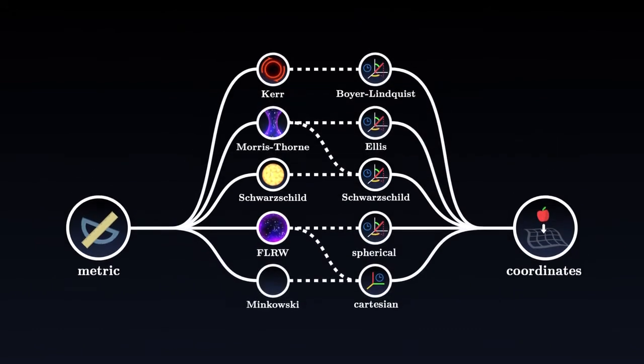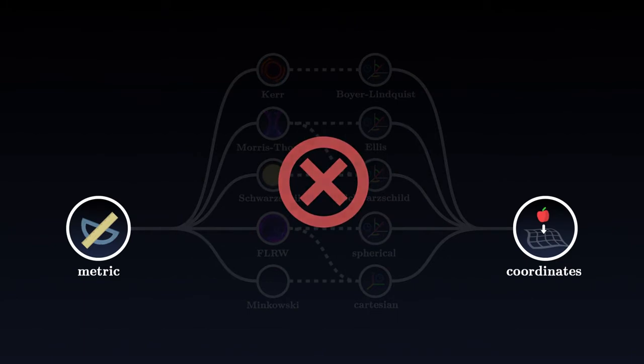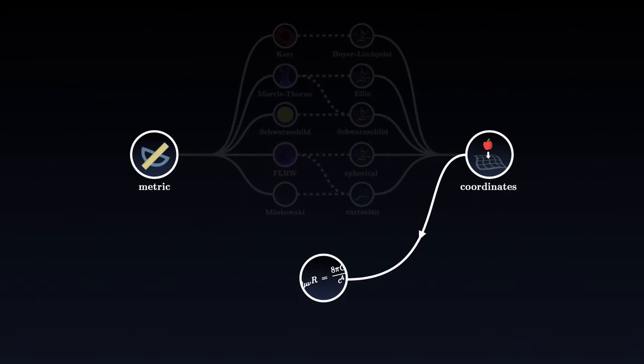That said, our problem may not correspond to any of these usual solutions. And in this case, we will have to determine the most appropriate coordinates, start directly from the Einstein equation, and integrate the different curvature tensors to find an expression for the metric tensor. This process turns out to be extremely complex, and usually requires approximations and computer simulations.